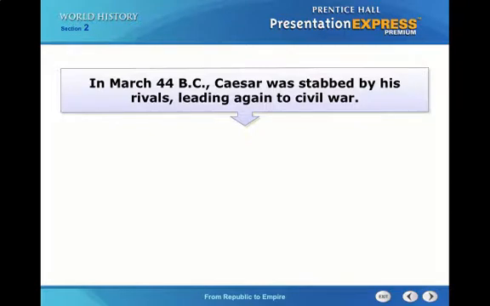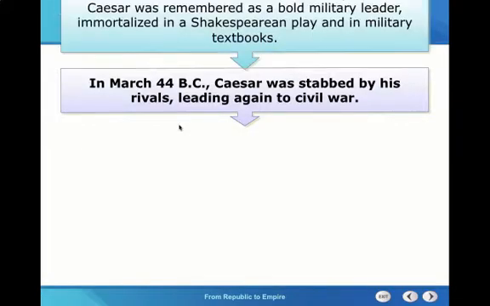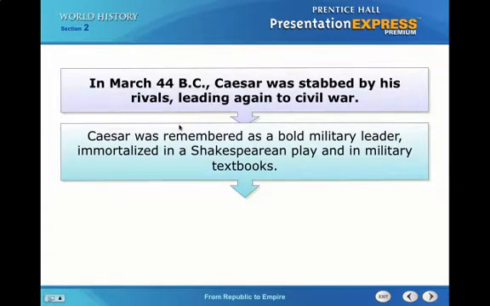March 15th, the Ides of March, 44 BC, Caesar was stabbed by his rivals and his friends, which is going to lead to a civil war. Caesar's remembered as this military leader, and in the Shakespearean play, you find out that Brutus, one of Caesar's friends, is among the people who stabbed him. And as Caesar lay dying, he says in Shakespeare's play, "Et tu, Brute," you too, Brutus.